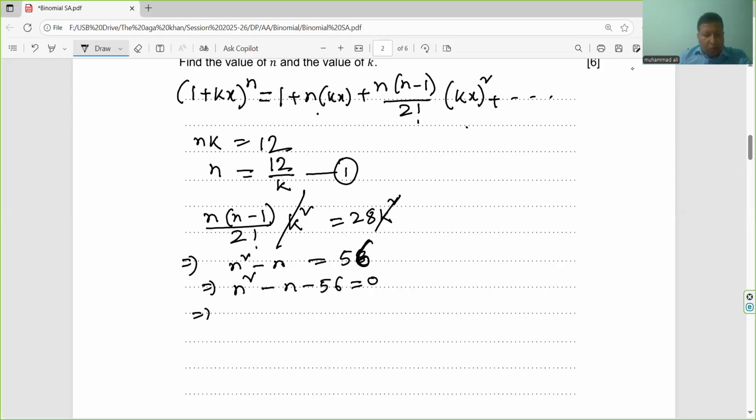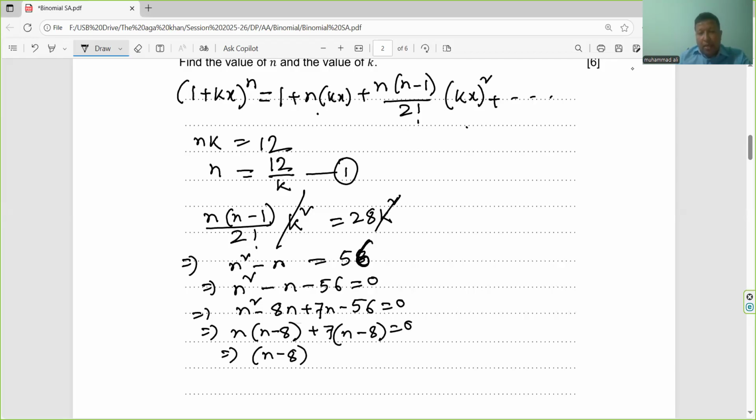Now factorize, we will get n square minus 8n plus 7n minus 56 equals 0. Take n common, n minus 8. Take 7 common, n minus 8 equals 0. So it will be (n minus 8)(n plus 7) equals 0. Finally, n equals 8 because n belongs to positive integers.